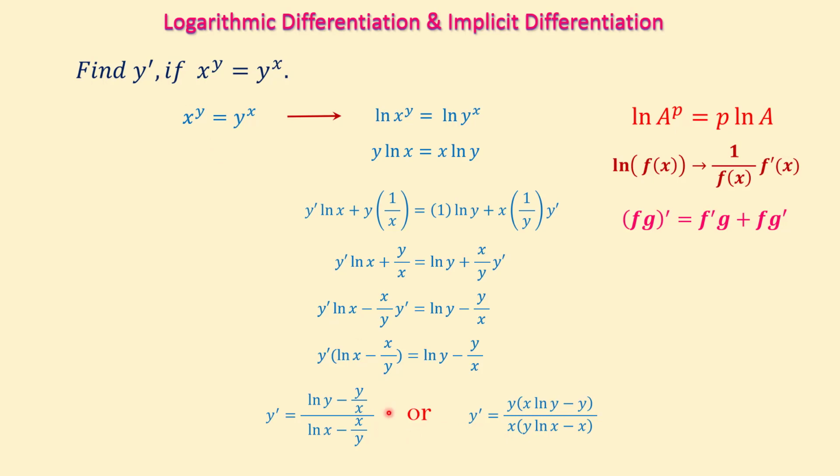Before I finish this video, let me show you how you can get from this expression to this expression. Y prime equals ln of y minus y over x all over ln of x minus x over y. To transform this expression to this form, first we have to try to get rid of these denominators, x and y here and here. To get rid of this x, it's a good idea to multiply this expression by x. And to get rid of this y, it's a good idea to multiply this expression by y.